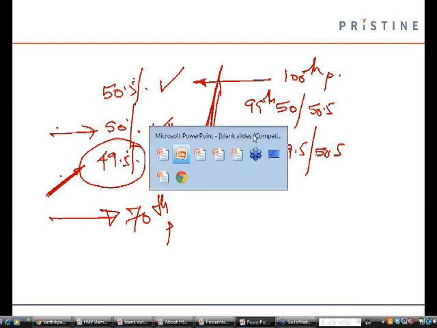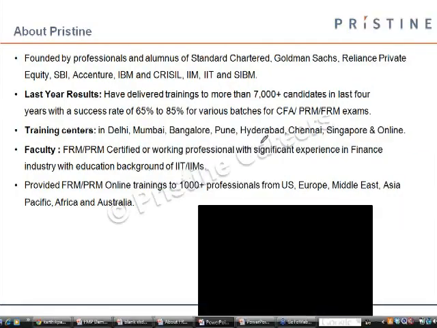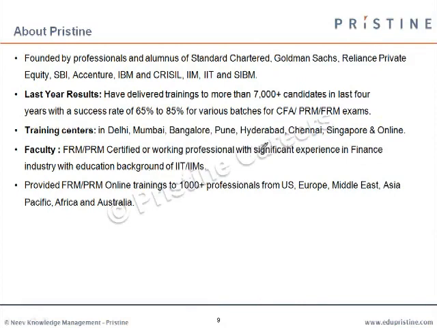Okay, Paresh, now to answer your third question, what is the pass percentage of Pristine in the past? Let me bring your attention to the slide. The answer is given there. Around 65 to 85% of students have usually passed if they have attended Pristine lectures. All right. So hopefully I've answered all your questions, Paresh.